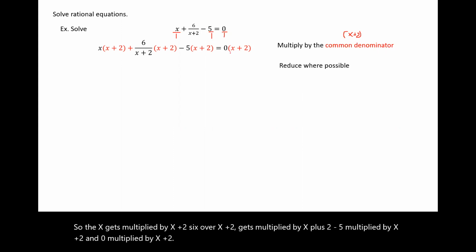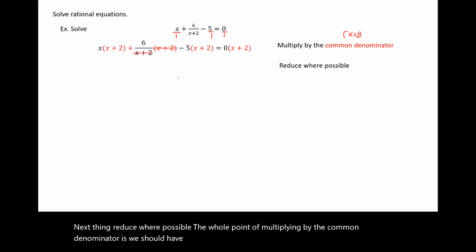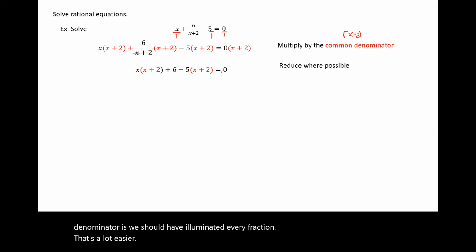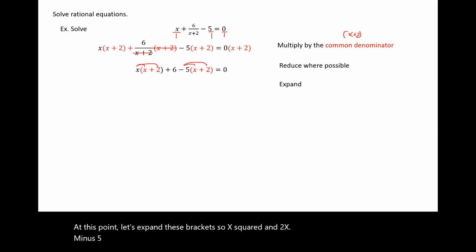Next thing, reduce where possible. The whole point of multiplying by the common denominator is we should have eliminated every fraction. That's a lot easier. I just multiplied 0 by x plus 2 and wrote down 0. At this point, let's expand these brackets. So x squared and 2x minus 5x minus 10. And then collect your like terms.